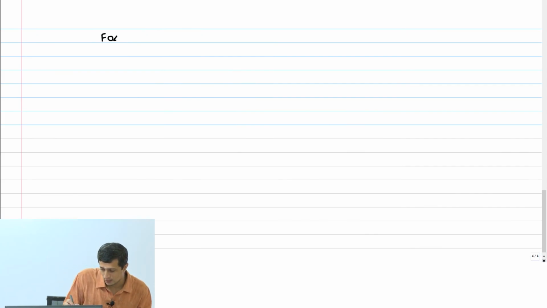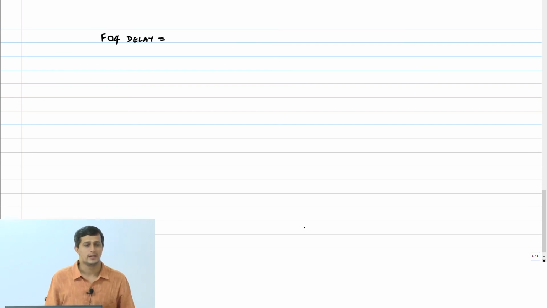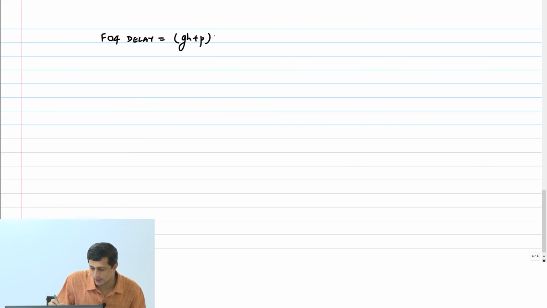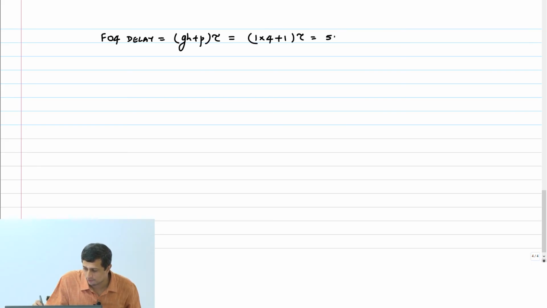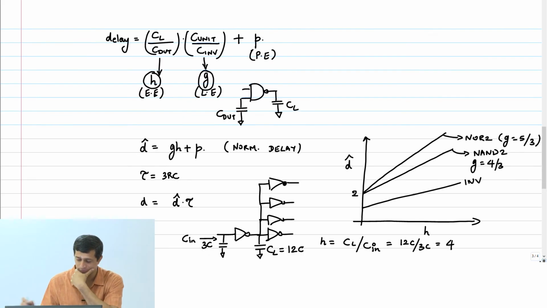So therefore, FO4 delay is GH plus P into tau, the actual delay. So this I can write as 1 into 4 plus 1 into tau equals 5 tau. Just 5 tau.